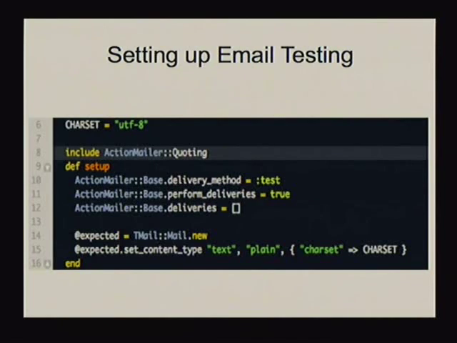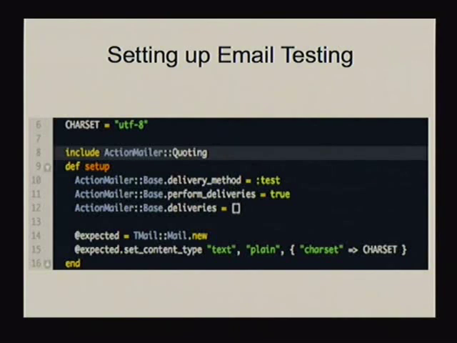What this does is it makes sure that your setting is set to be test as opposed to sendmail or SMTP. It says perform deliveries. And then it makes the deliveries array empty so that every time you run a new test case, you don't have the old emails just chilling in there, waiting to be delivered. And the testing delivery goes to nowhere. It just goes into this array and sits there and waits for you to come check it and see that it did what you wanted it to do. It makes a new email and then sets its context.